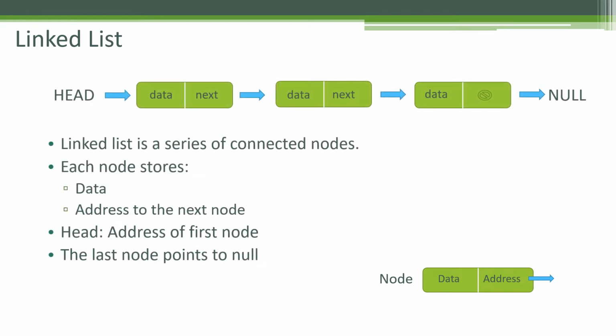We have to start somewhere, so we give the address of the first node a special name called a head. Also, the last node in the linked list can be identified because its next portion points to null.